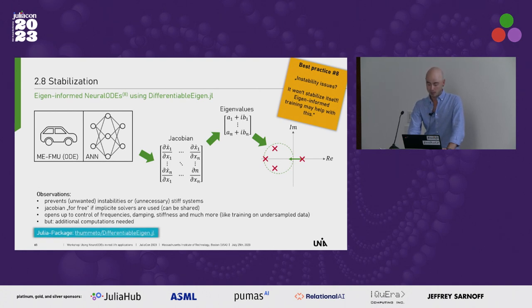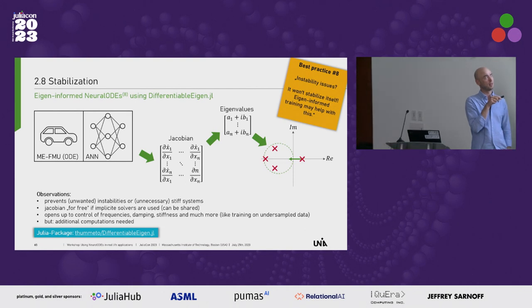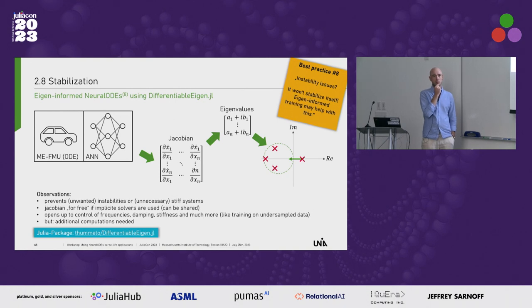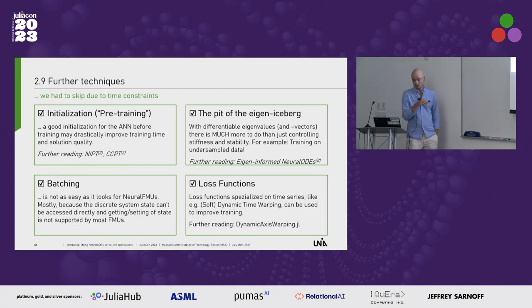So, by the way, I don't know if this is possible today, but at the time we did this eigeninformed neural ODE work, there was no way to differentiate over the eigen command in Julia, but I read some Discord thread that this might be implemented. For now, we did our own little package which deploys sensitivities over eigenvalue operations, efficient sensitivities. So this slide is very quick.